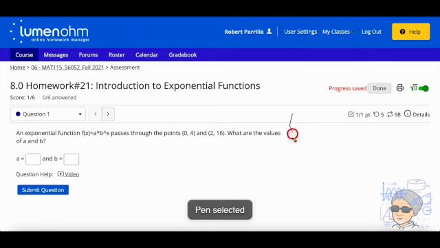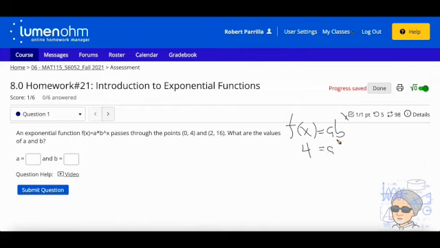f of x is equal to a times b to the x power. But if it's going to be 4 equals a b to the 0 power, you remember that b to the 0 power is 1, therefore a is 4. We're done with that one. It's that easy.